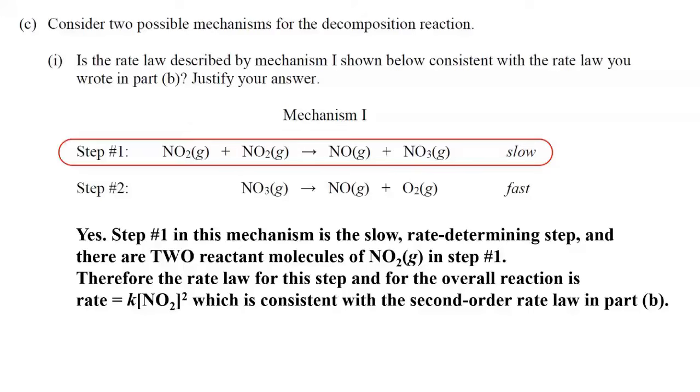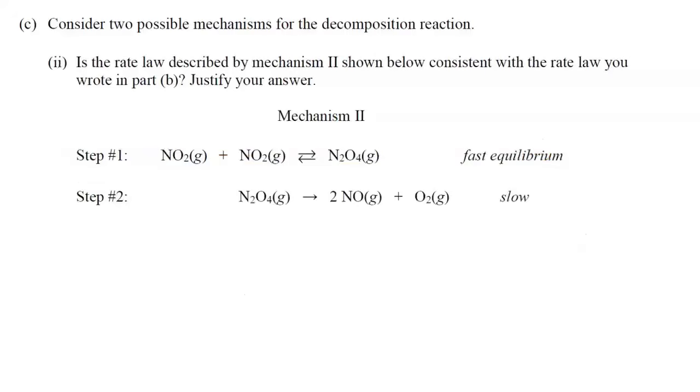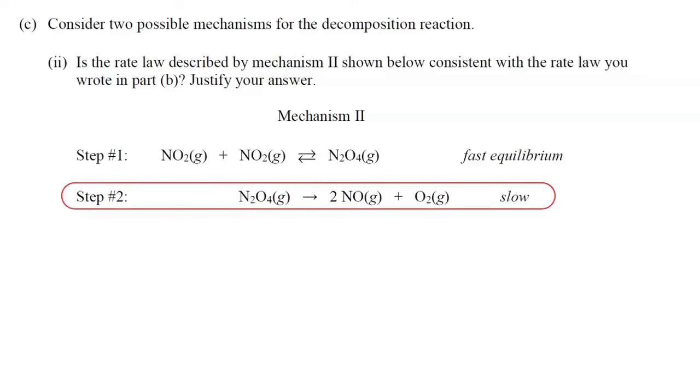Now let's take a look at mechanism number 2. It's a little more complicated because the first step is a fast equilibrium and the second step is the slow rate determining step. So clearly we have to use that procedure that I have shown you already in this video in question 14, that procedure for how to replace an intermediate in the rate law.